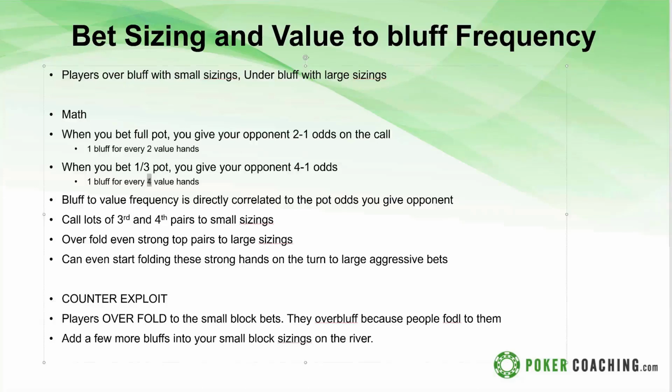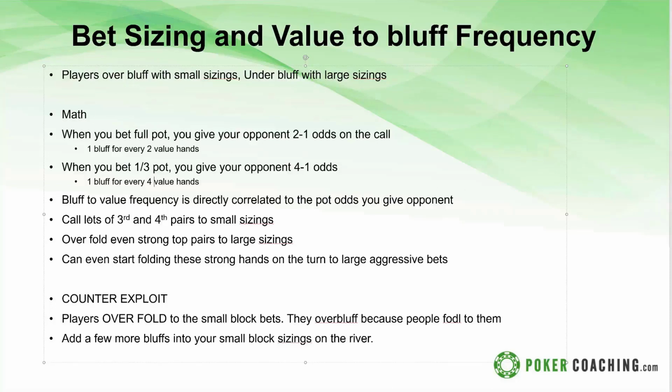Now you should have 4 value hands for every 1 bluff. So you don't need a bluff very often. In my experience, players greatly over bluff using the small sizings, and they severely under bluff using the large sizings. So the bluff to value frequency is directly correlated.